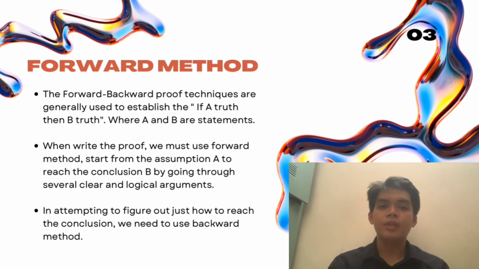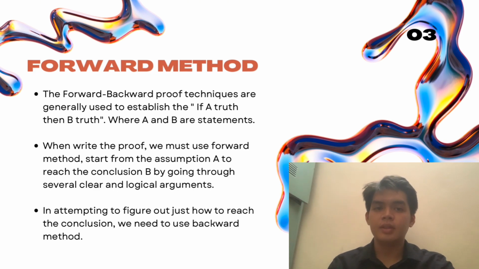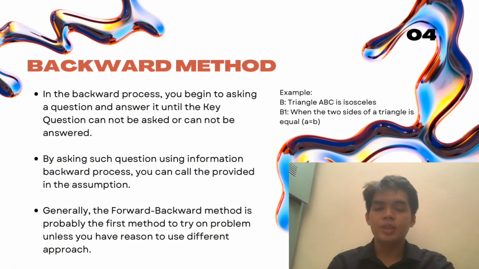In attempting to figure out just how to reach the conclusion, we need to use the backward method. In the backward process, you begin to ask a question and answer it until the key question cannot be asked or cannot be answered. By asking such questions, you can use the information provided in the assumptions. Generally, the forward-backward method is probably the first method to try on a problem unless you have a reason to use a different approach.